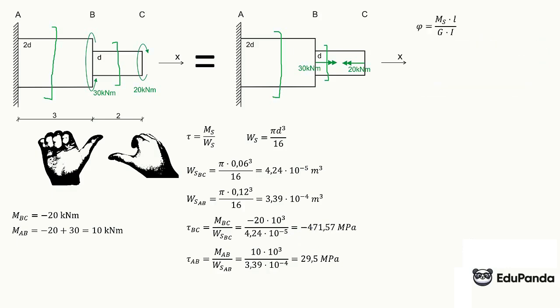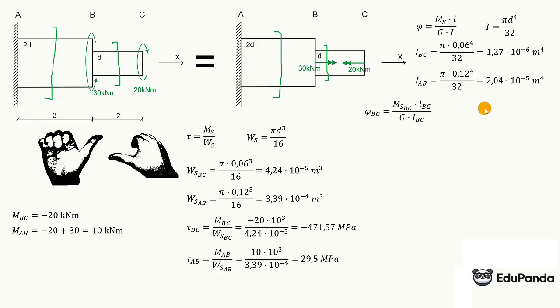The angle of twist is the torsional moment times the length of the section. We will take the length of the specific section from the superposition, over Kirchhoff's modulus times the polar moment of inertia. The polar moment of inertia is from the note I just showed, pi d to the 4th over 32. Now we will calculate the polar moment of inertia for section BC and for section AB. For section BC, we take the diameter of 6 centimeters, and for section AB we have 12 centimeters, and we have calculated the polar moments of inertia.